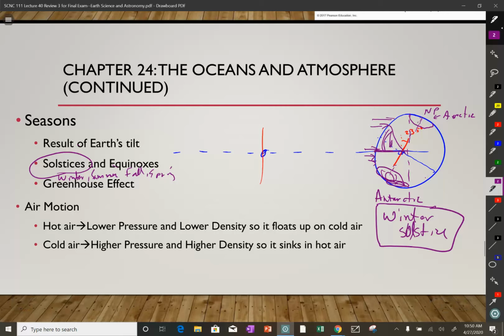Greenhouse effect, we have that whole lab on the greenhouse effect. So you should know what some of the greenhouse gases are, how the greenhouse effect works, why it's important for us to have life, but why it's bad if we have too much.